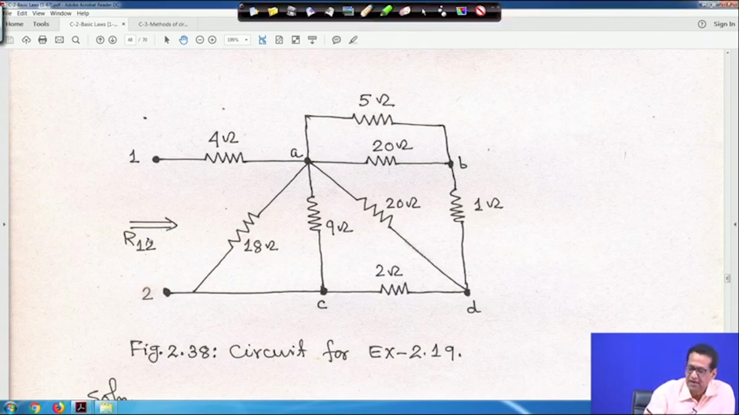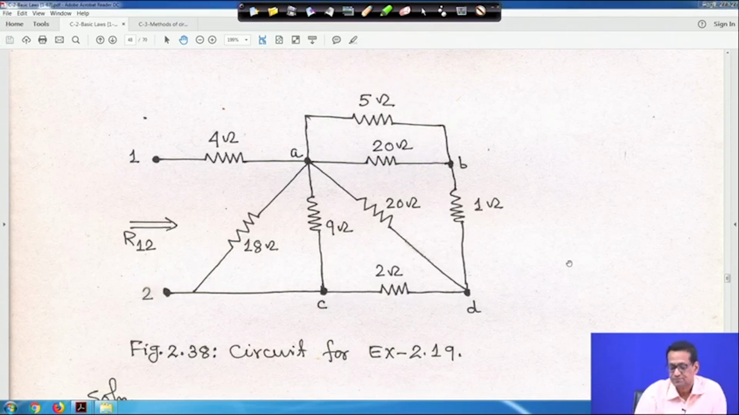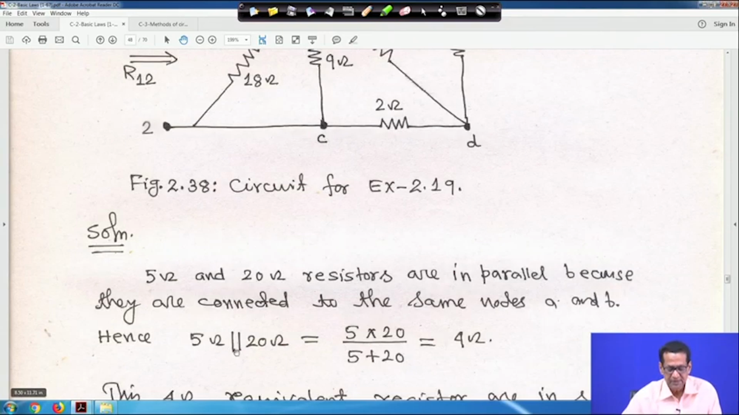Look at the circuit, that 5 and 20, these two are in parallel, because they are connected across the same terminal A and B, right. So the equivalent of 5 and 20 in parallel is 5 into 20 upon 5 plus 20, so 4 ohm, right.